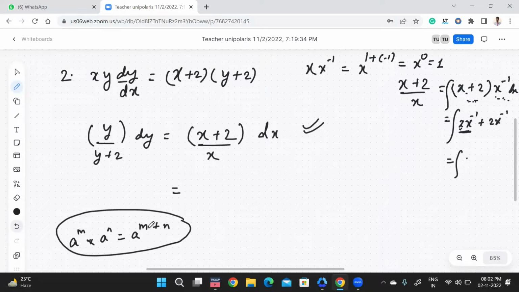So it's 1. Or you can see that x is the inverse of x inverse. So you can also see that x inverse is x into 1 upon x. So you cancel this and you get 1.